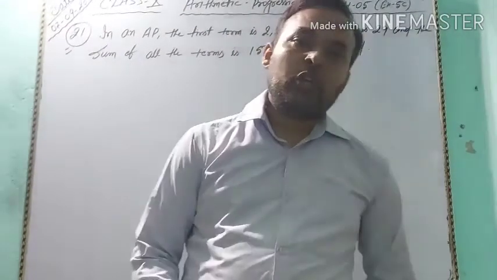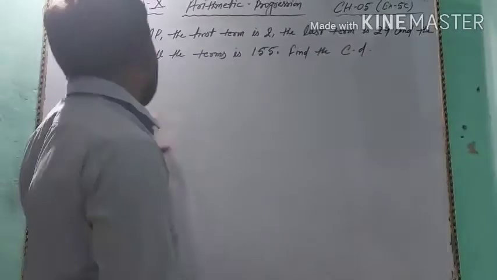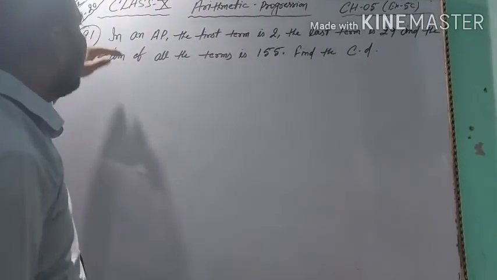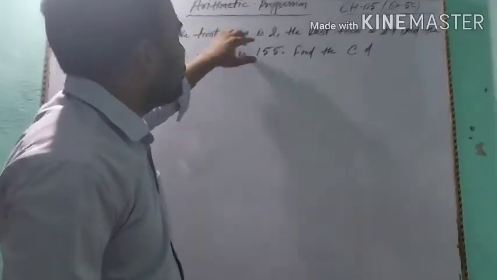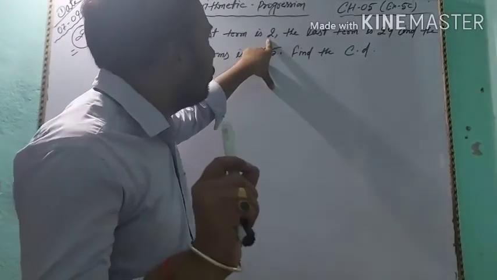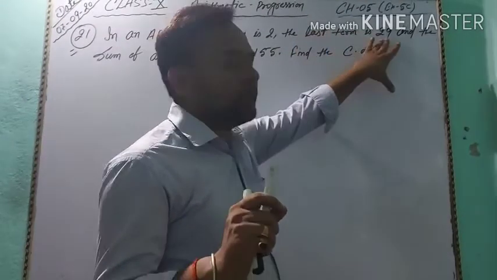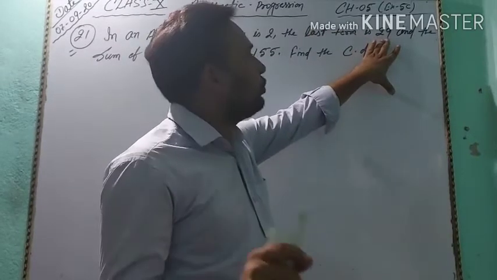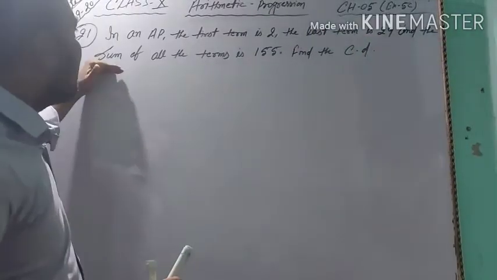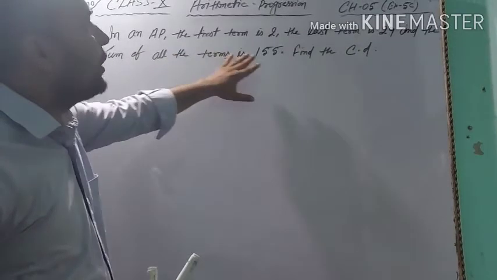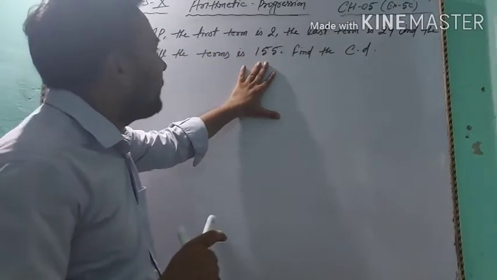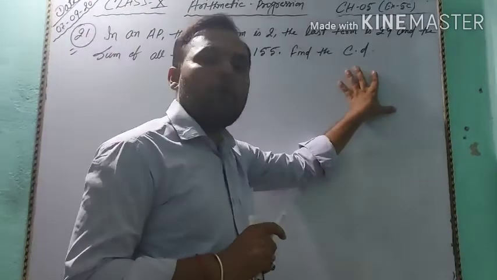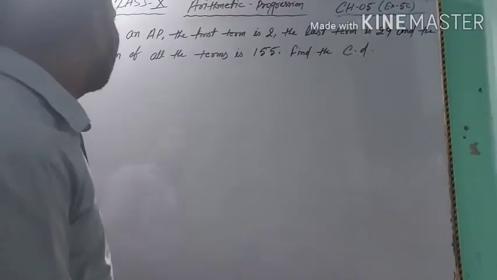First question is question number 21. In an AP the first term is 2 and the last term is 29 and the sum of all the terms is 155. Find the common difference. So let's start.